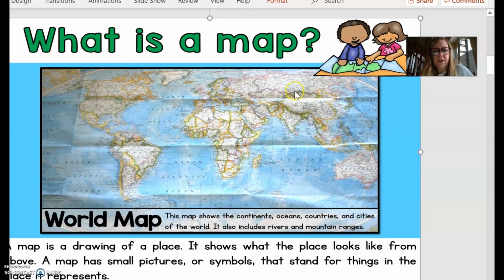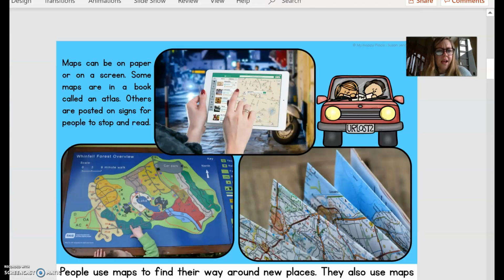So we had talked about our county and our city. Now we're going to talk about our street. So there's some different formats that maps can be.